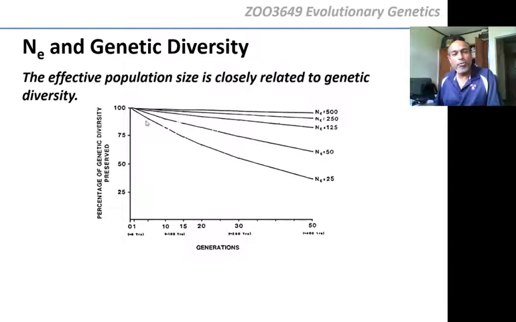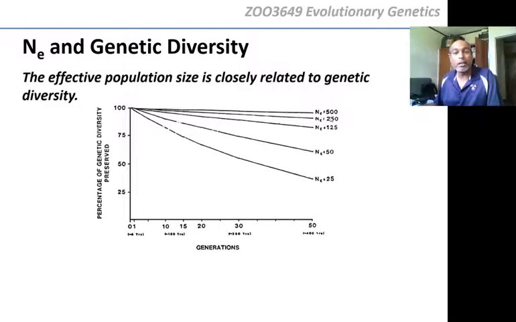So you will lose alleles every generation when you have a size of 25, right? But if you have a size of 50, you will also lose, but not so much. If you have a size of 125, you will also lose, but not so much. Okay? If you have a big population of 500, you will also lose, but very little.